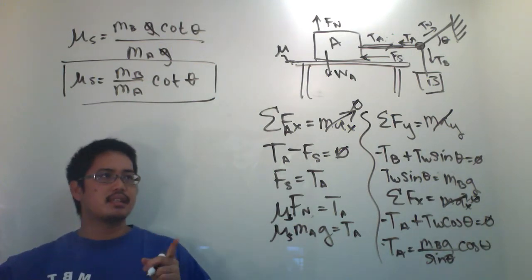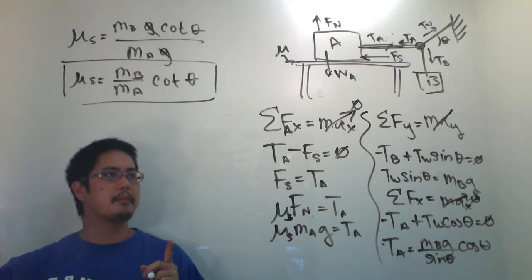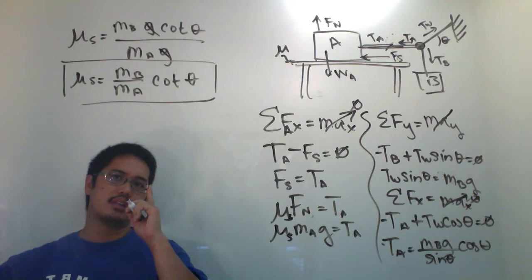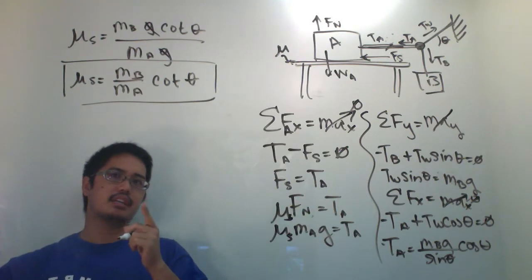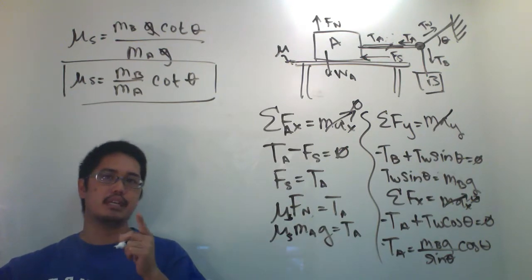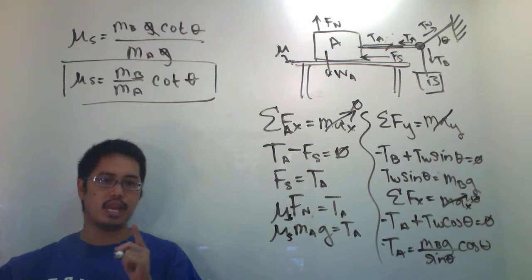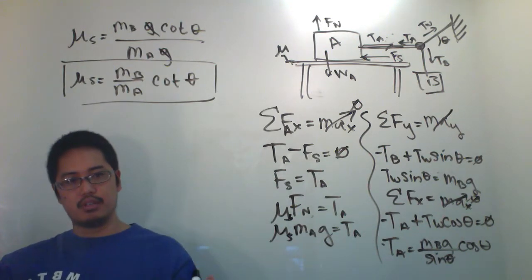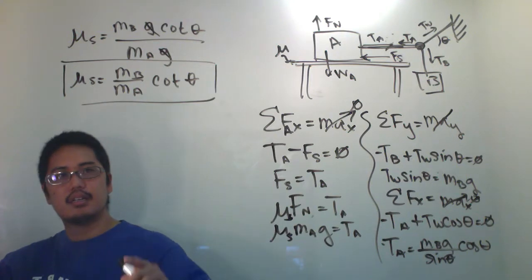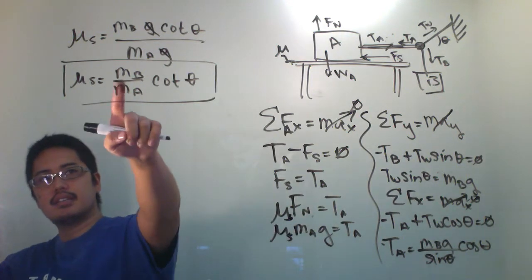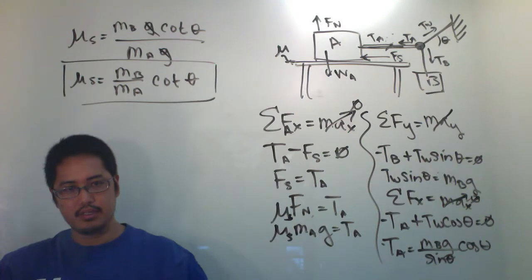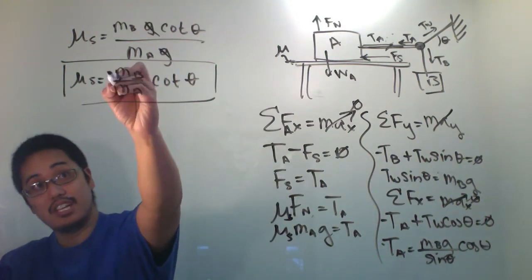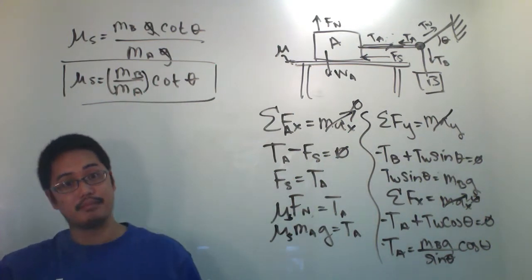Let's think about this. If MB got really big, what would happen to mu s? Actually, first we think about the units. What's the units on this thing? The units on this thing is kilograms divided by kilograms. So that's no units for this first thing right here, right?